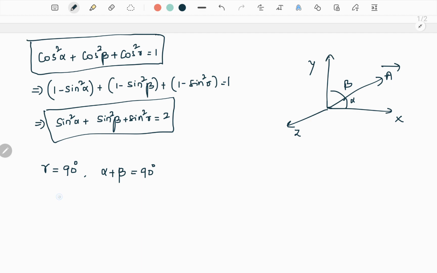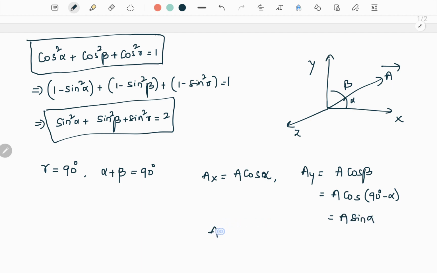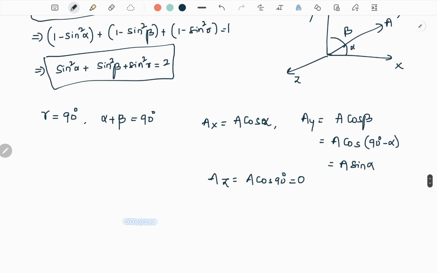So now if we look at the components, the x component would basically be a cos alpha, whereas the y component would be a cos beta. In the place of beta, I can write 90 minus alpha, so we get a cos of 90 minus alpha. Cos of 90 minus alpha is sin alpha, and clearly the z component would be a cos 90 degrees, which would be equal to 0.